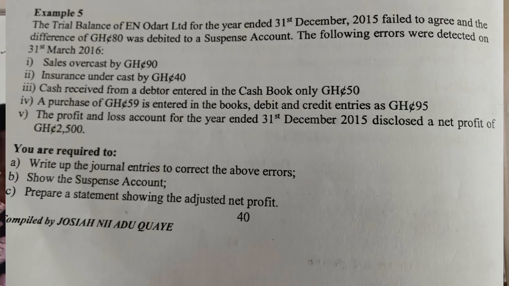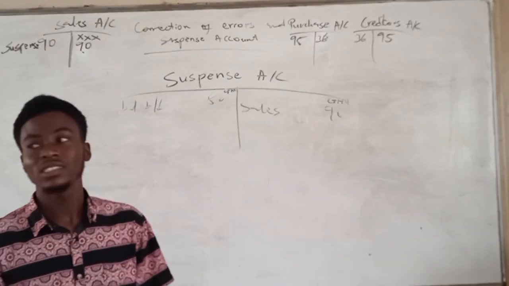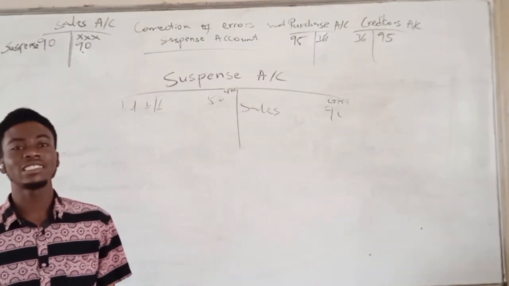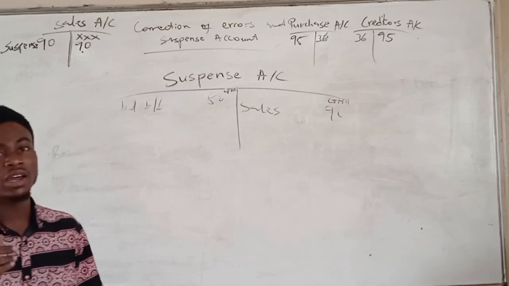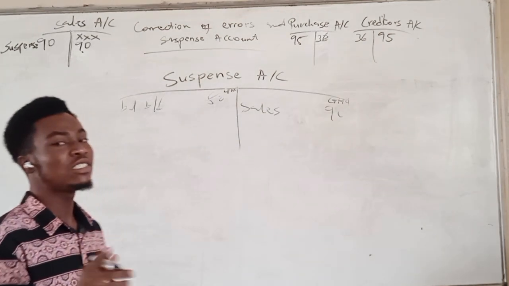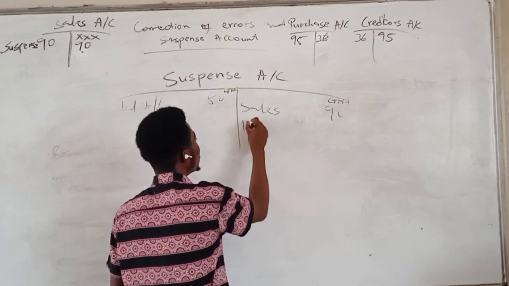Okay, so now let's go to the next one. The next one says insurance undercast by 40. So insurance undercast, meaning that insurance having a debit balance and being undercast. So you have to debit insurance by 40. So debiting insurance by 40, we credit suspense by 40 in the name of insurance.